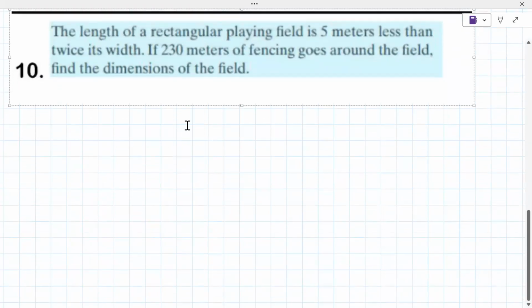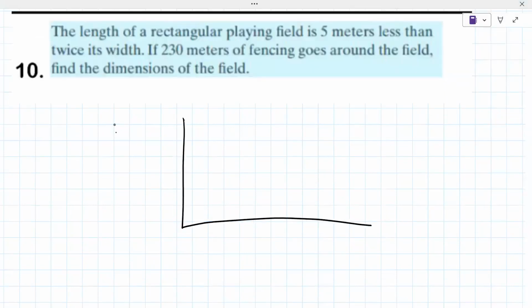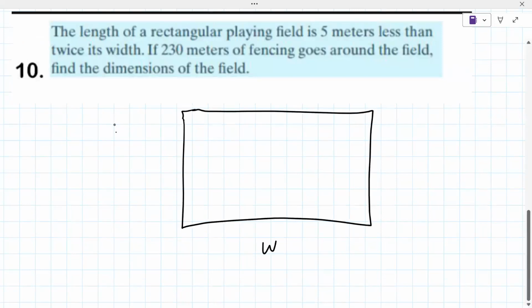All right. The length of a rectangular playing field is 5 meters less than twice its width. So I believe you said you played sports. So you can choose which one you want to be the length and the width. It doesn't really matter. So let's just call this W.